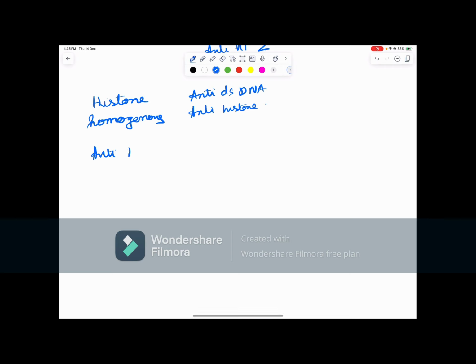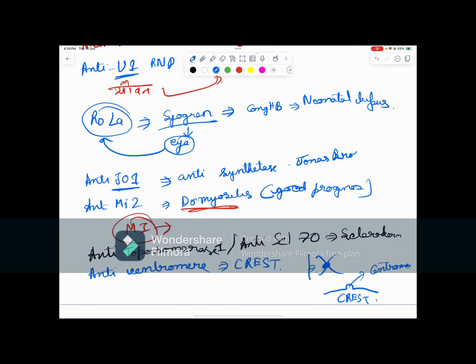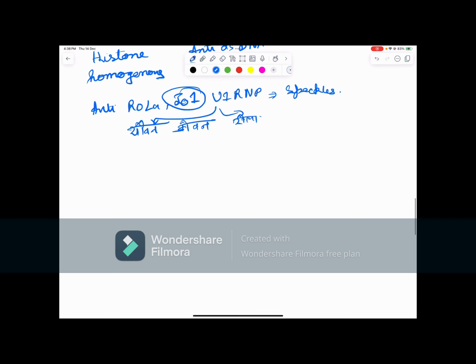Anti-Ro or Jo1. Jo1 was associated with anti-synthetase. You have to remember that the Jonas Brothers are using a synthesizer for creating music. Now Ro, La, Jo1 or anti-U1 RNP, they have a speckled pattern. U1, Jo1 and Ro, they have a speckled pattern. Now anti-smooth muscle will have a smooth muscle pattern, that is, there would be a continuous boundary.